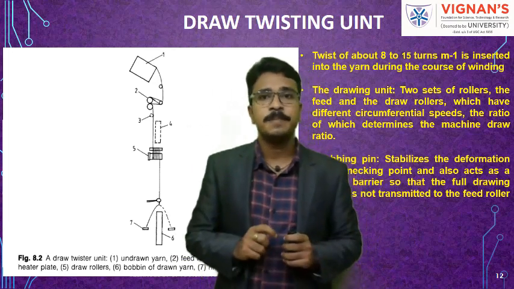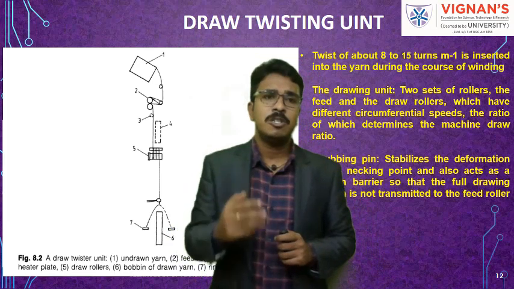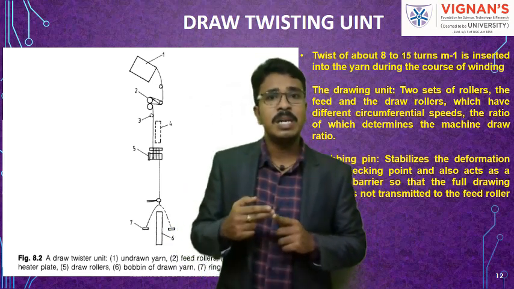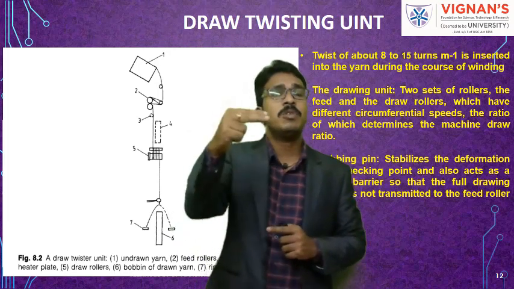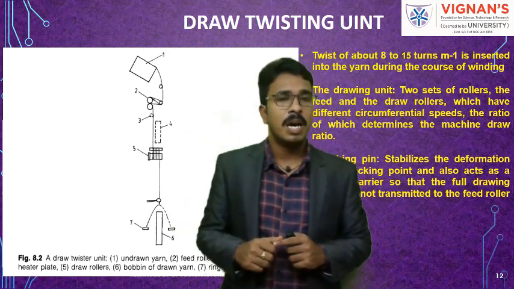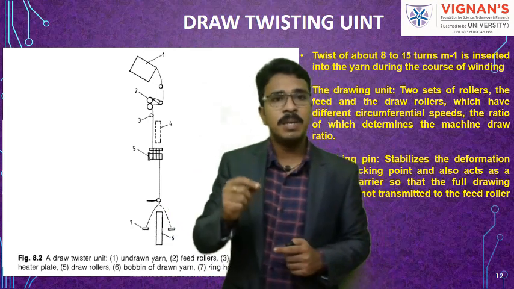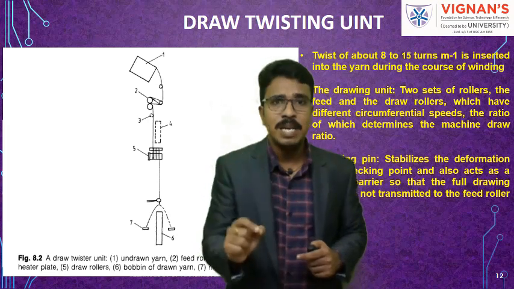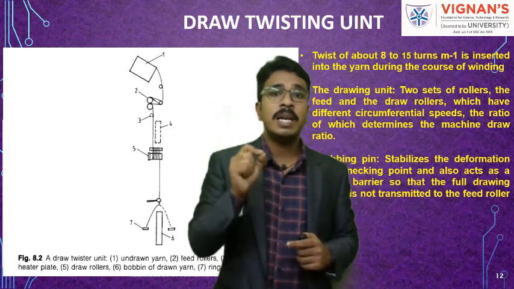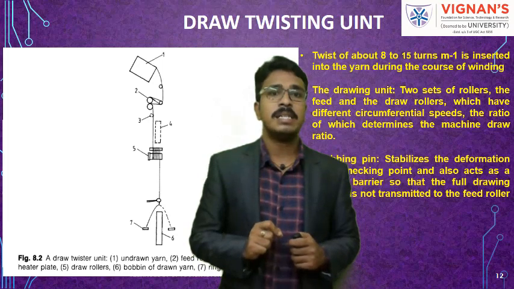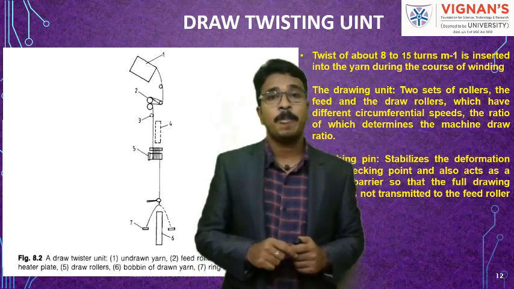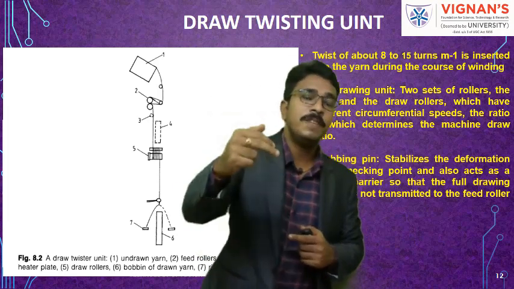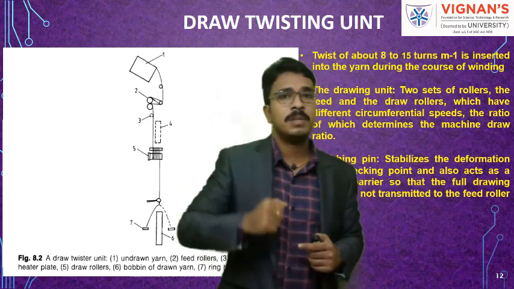Why? Because from the drawing rollers, some amount of stretch, some amount of tension will transmit up to the feed roller delivery. Understand? So the snubbing pin, which we have incorporated near the feed roller, stabilizes the deformation or necking point and also acts as a tension barrier, so that the full drawing tension is not transmitted to the feed roller delivery or feed roller nip.